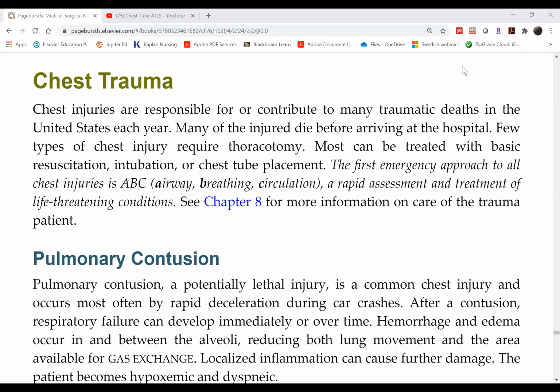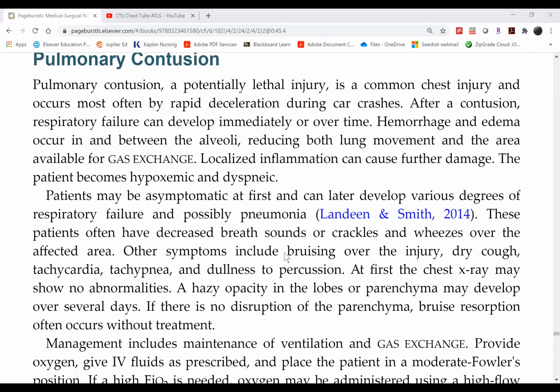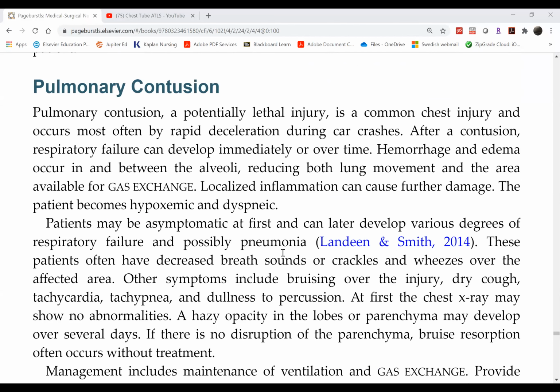When reading chest trauma, please bear in mind that the patient here may have multiple chest trauma. For instance, in order to get pulmonary contusion, this is the actual bruising, actual injury to the lung. Now, before that happened, of course, the blunt or penetrating force must go through the chest wall, meaning the patient will have not only bruising on the chest wall, but also on the bone. I'm talking about the ribs.